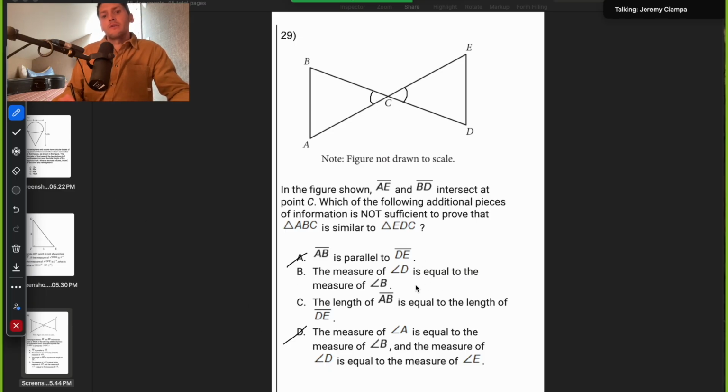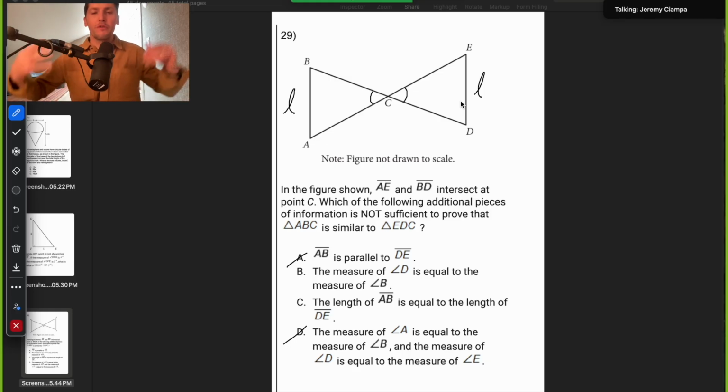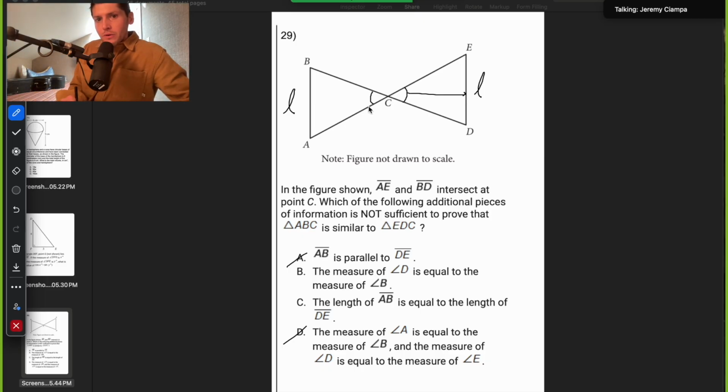AB is equal to the length of DE. By the way, this is the exact same fact. I'll call this length L and L. This is the same fact we saw in a previous one of these questions. The SAT repeats itself. If you see these questions over and over again, you can say, look, this fact is insufficient. Knowing a proportion of the angles gives us the equivalent side lengths does not tell me anything about the other angles, which is what we care about. We care about similarity, meaning all the angles are the same.